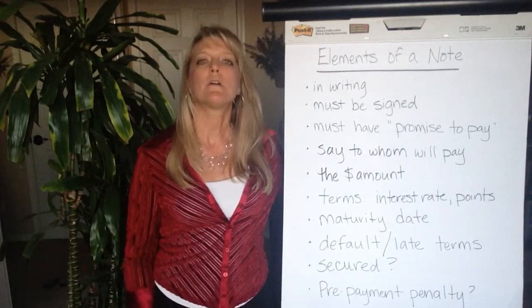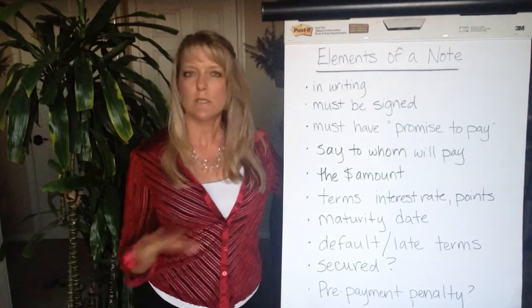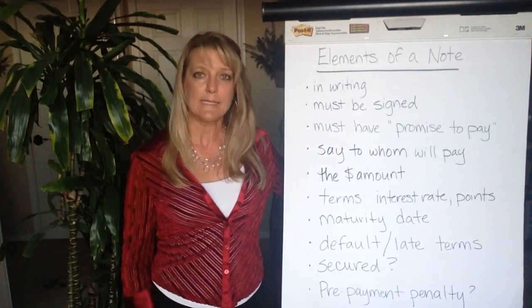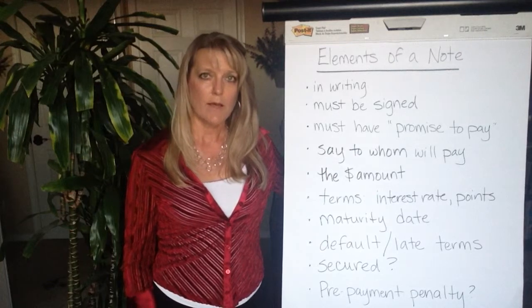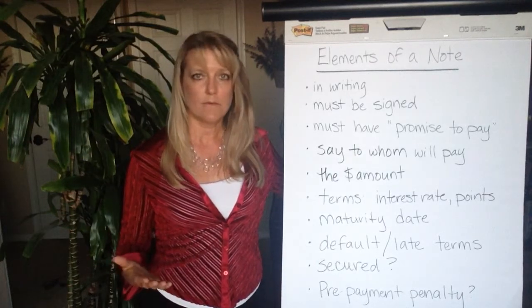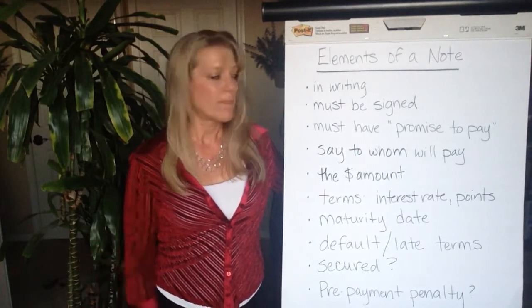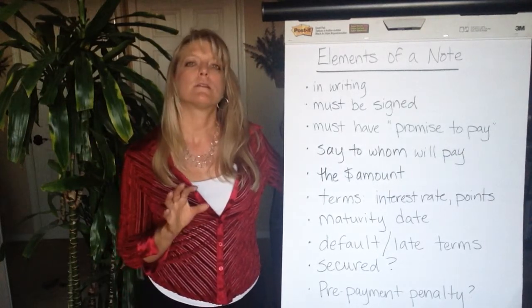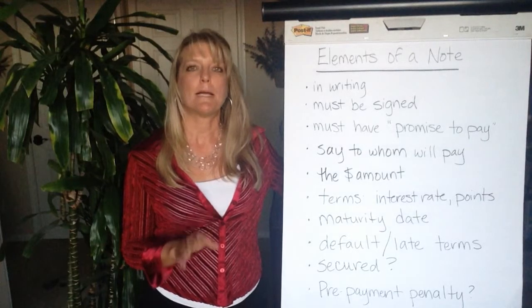A couple of other key elements anytime you do any kind of a contract is whoever signs it must be 18 years or older. If they're under that, they're a minor and it's not valid. They're too young to know what they're doing. You also want to make sure the signer is of sound mind.